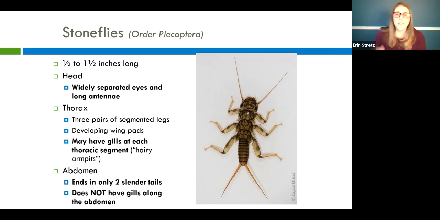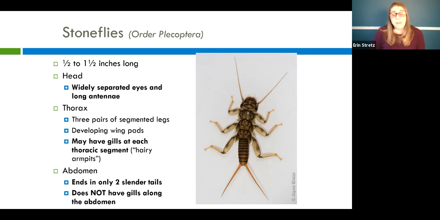The stonefly is a similar organism. It looks similar to the mayfly in that it has the head, the thorax, and the abdomen. It has three pairs of segmented legs, so six legs coming off the three segments of the thorax. But the stonefly will only ever end in two tails at the end, never three tails. So if you see an organism like this that has three very thin hair-like tails at the end, it's not a stonefly. Stoneflies have two tails. They also tend to have longer antennae at the top. In relation to the rest of their body size, the antennae tend to be longer for stoneflies.